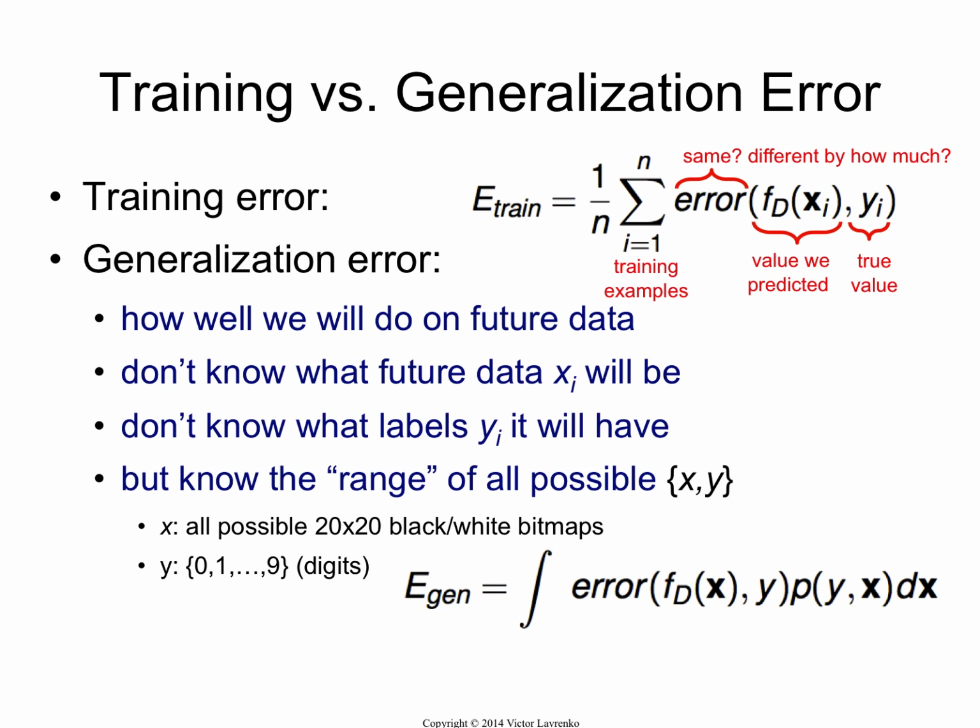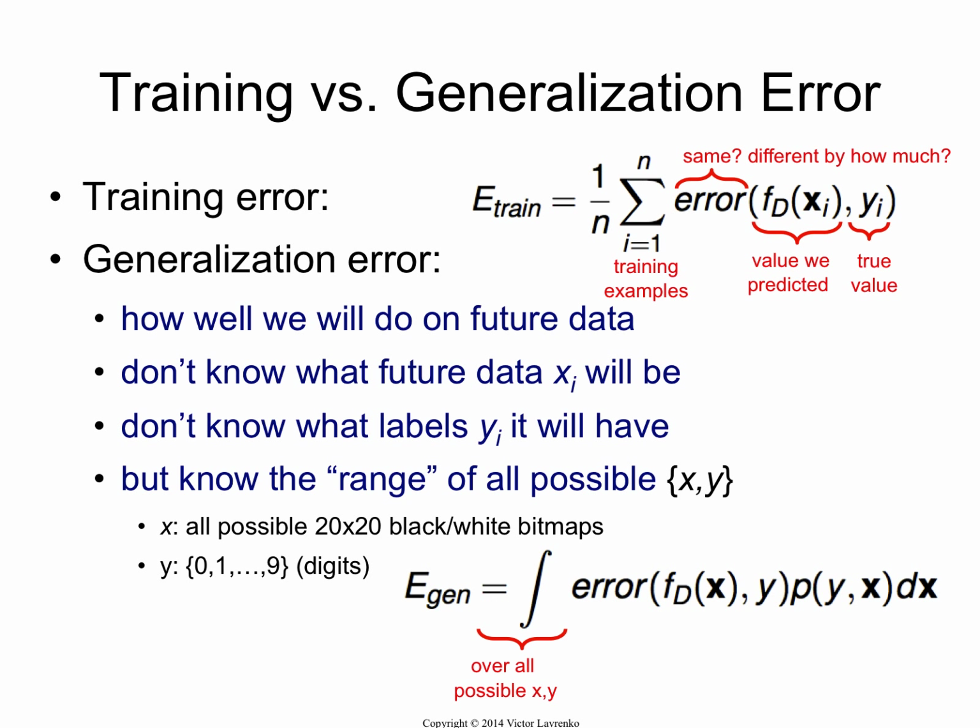So we can actually write down an equation for a generalization error, and that's what it would look like. It looks pretty much like the training error, but with a few important differences, right? Okay, well, let's take it step by step. So instead of a summation, we're going to have an integral, and that integral goes over all possible x's and all possible y's. And why it's an integral and not a sum: in the case of 20 by 20 bitmaps, it would actually be a sum, because there's a finite number of them.